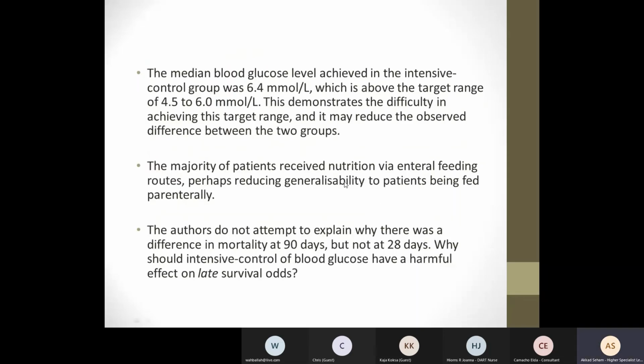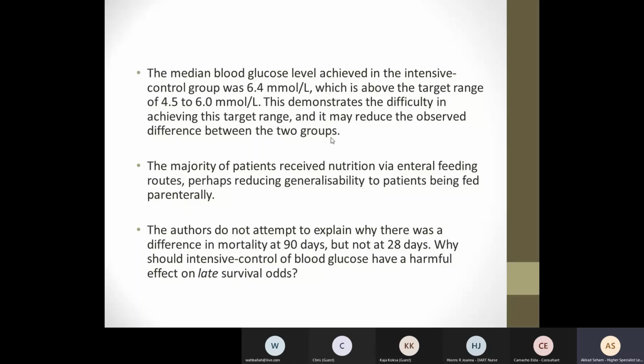Okay, so the other thing we need to know is that the median blood glucose for the intensive control group was 6.4, which was higher than 4.5 to 6, and it did still show that there was an increase in mortality for this group of patients. Most of the patients as well received their nutrition via enteral feeding routes, so it might be difficult to extrapolate to TPN, for example, for these patients.